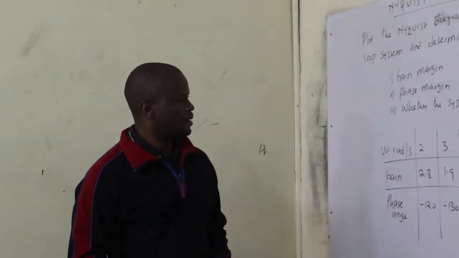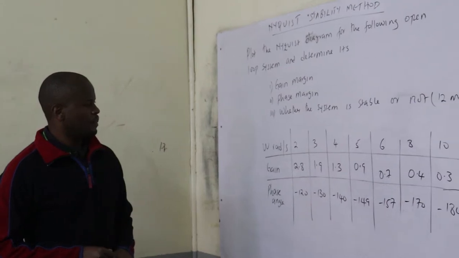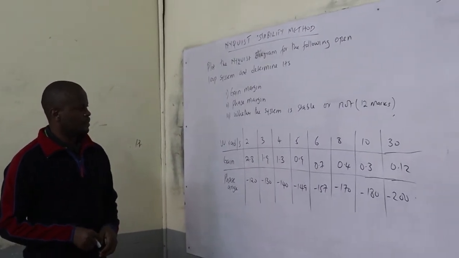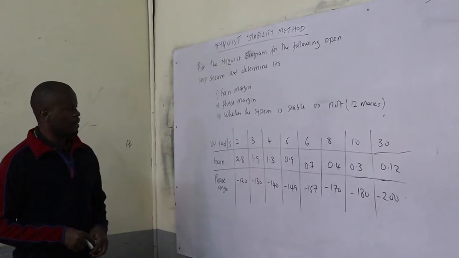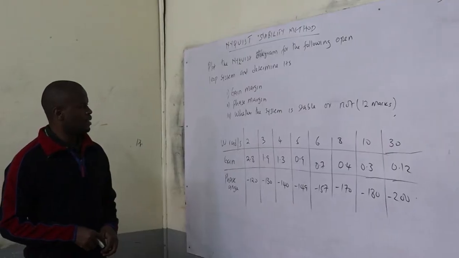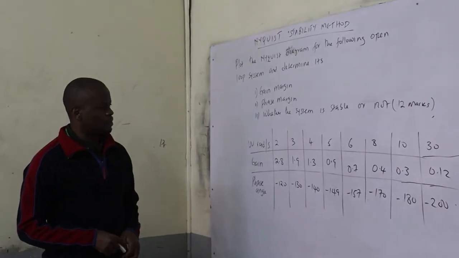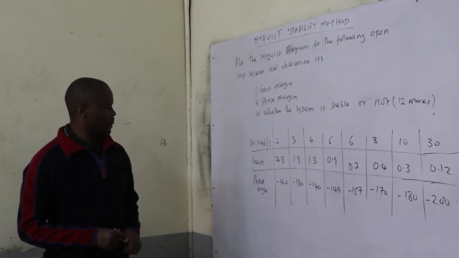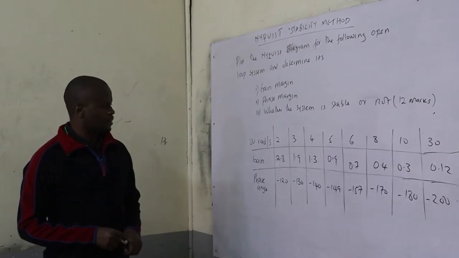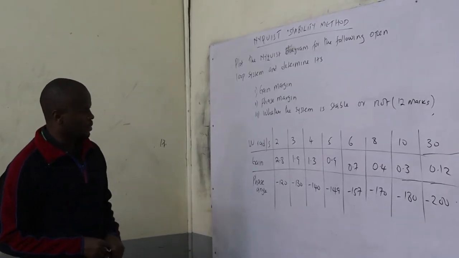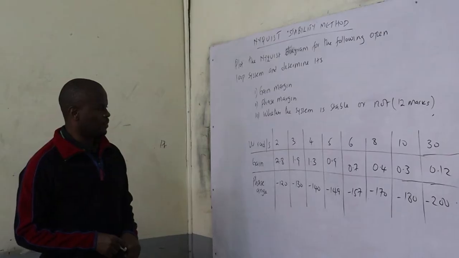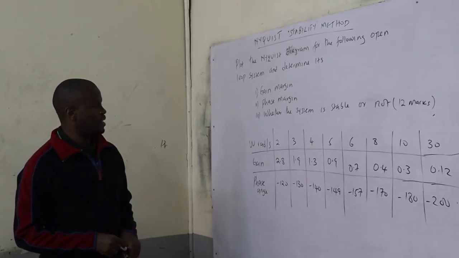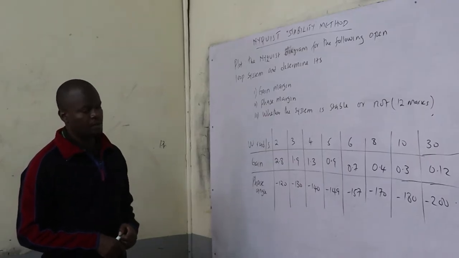So the first thing that you're supposed to do, remember we did say that when you are dealing with stability, especially when you are talking about the stability using the Nyquist stability method, then we usually plot the gain in ratio form, and then we have the angles, and these are all supposed to be plotted on what we refer to as the Nyquist diagram or the polar plot.